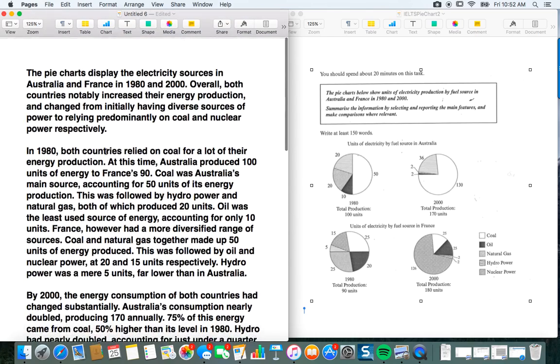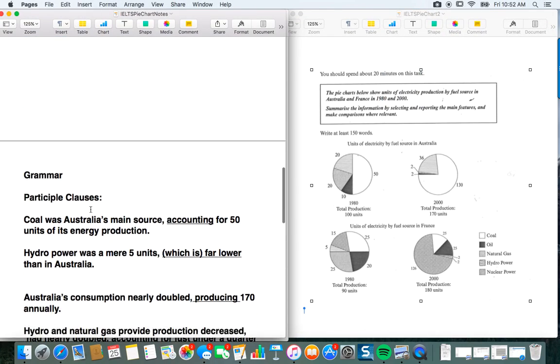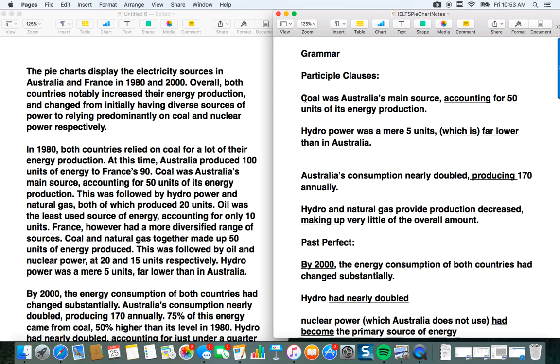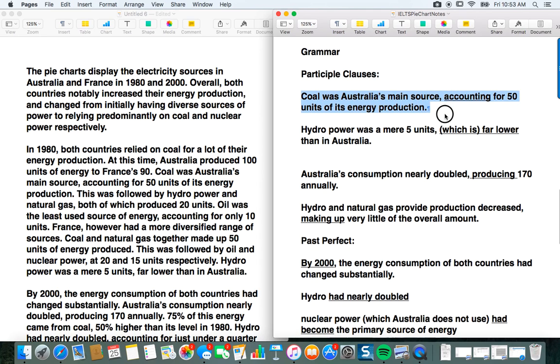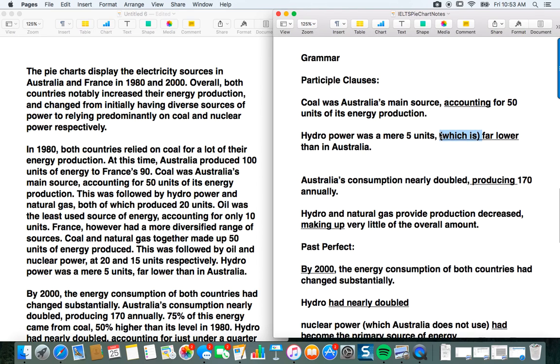All right. Now, just to review some things here. We've looked at some key grammar points. First of all, the participle clause. Coal was Australia's main source, which accounted for. So we just shorten that to accounting for. And it's beautiful for doing trend data, which you need to do. Here again, hydropower was a mere 5 units, which is far lower than in Australia. So I just make that far lower than in Australia.